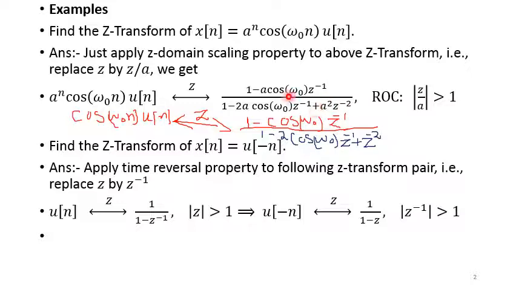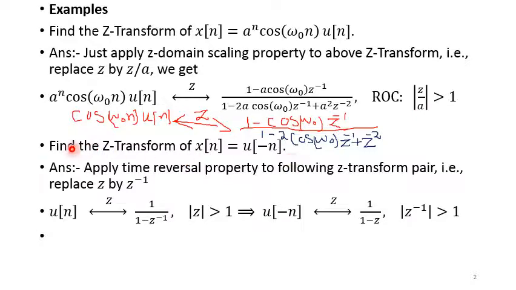So you get this expression, and the ROC will be, in the ROC you also replace z by z over a, or you can also say the absolute of z should be greater than the absolute of a. So this is how you can use it. If you have any confusion, you can ask me in the live session.